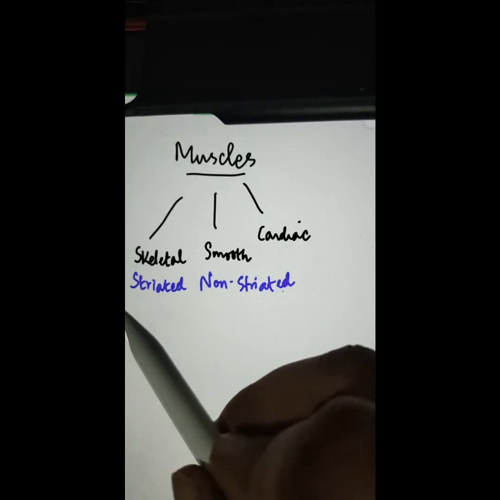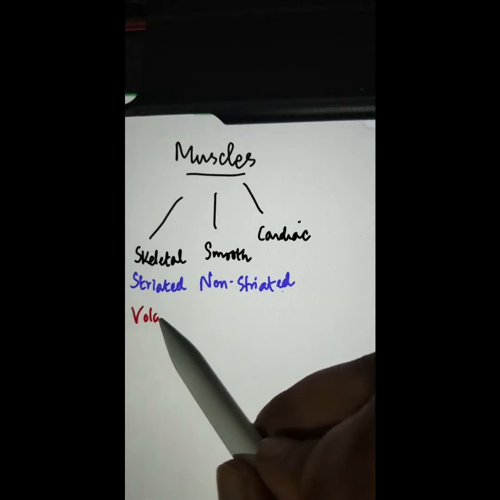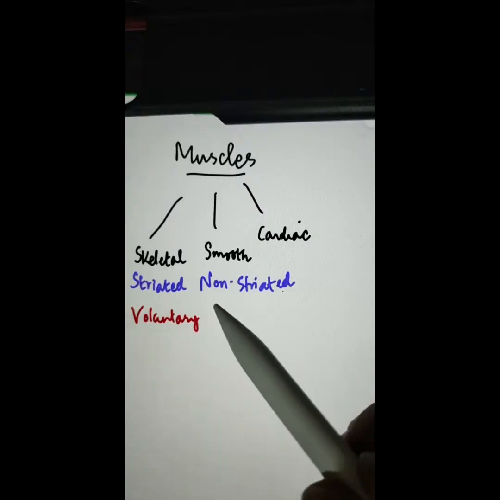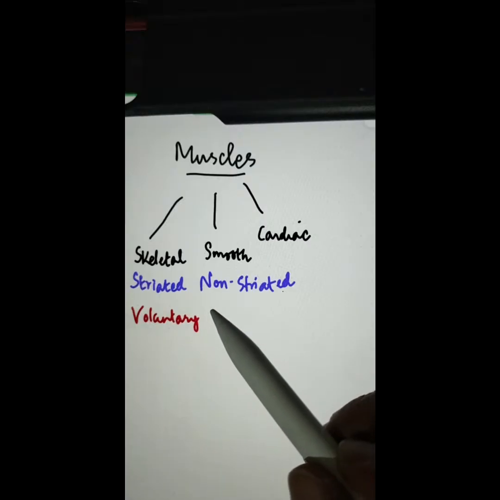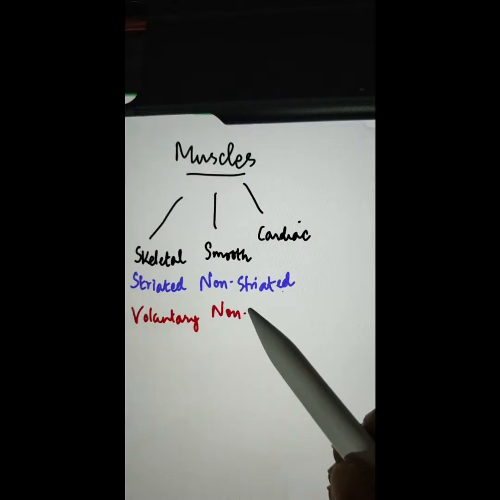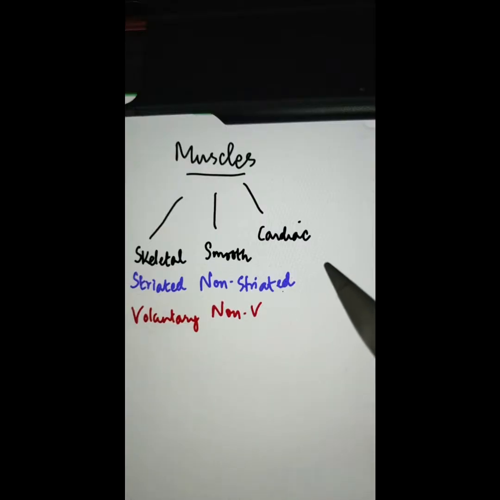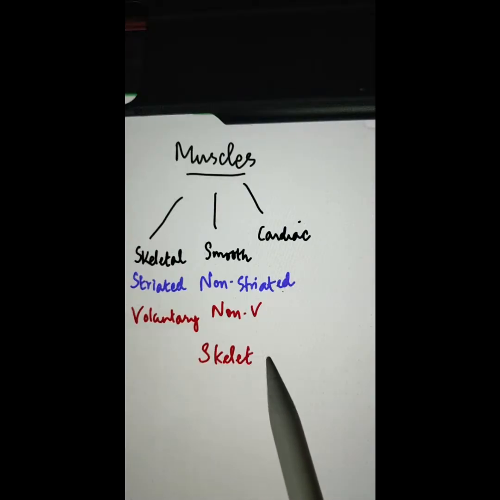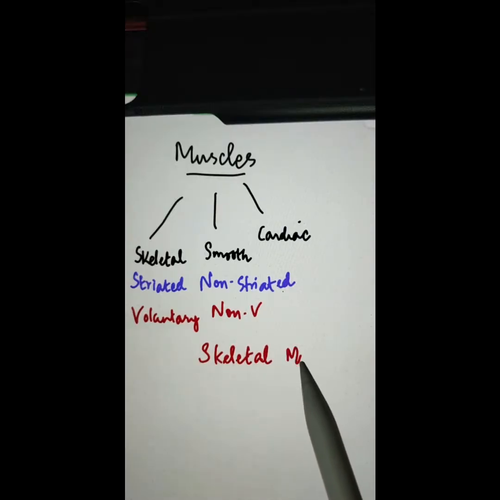Skeletal muscles, they work according to our will. That is why they are also known as voluntary muscles. But in case we talk about smooth muscles, they are non-voluntary muscles, means they don't work according to our will. Now, as we progress, let's come on to the skeletal muscles.